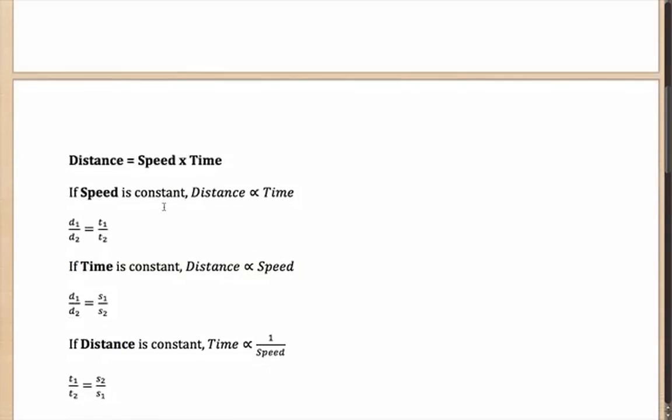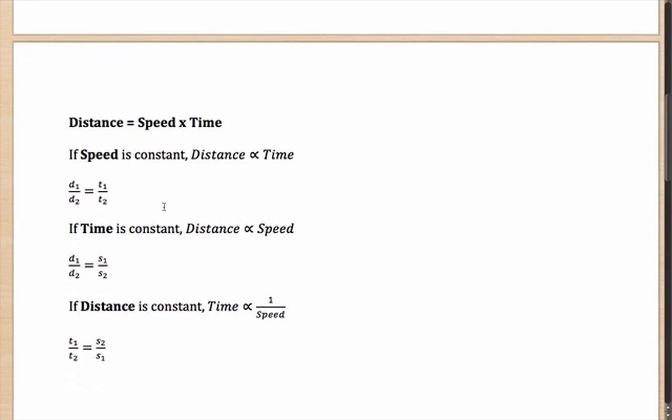To begin with, let us look at the encompassing formula for time, speed, and distance, which is distance is speed into time. If you have this, essentially you can solve any time, speed, and distance question.